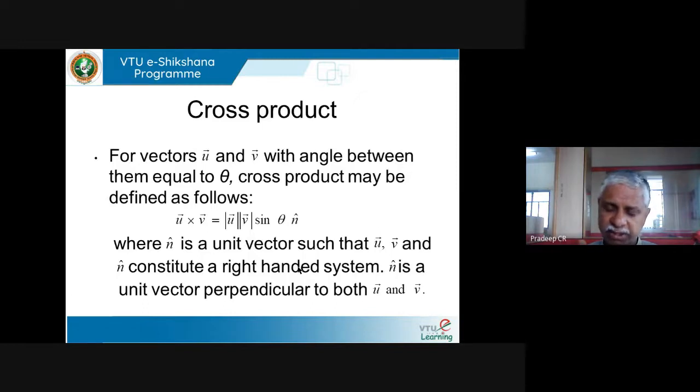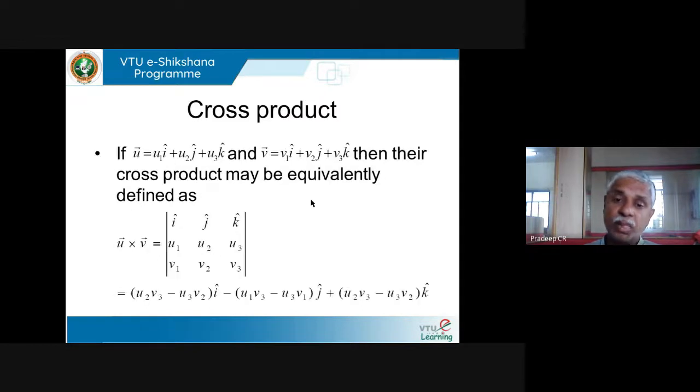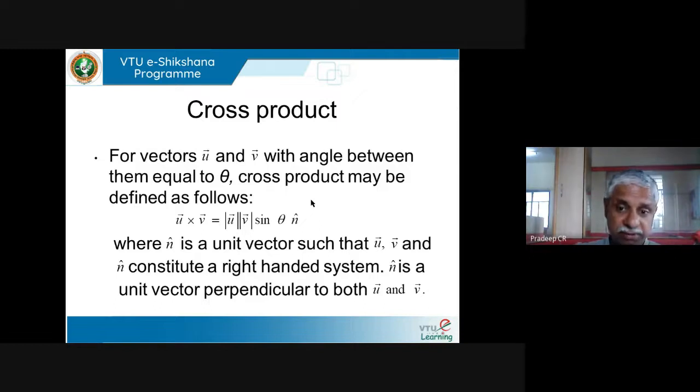You have three vectors perpendicular to each other, i, j, and k, in this direction. So i, j, k form a right-handed system. That's an example of a right-handed system. So here u, v, and n hat must form a right-handed system, meaning n hat is a unit vector perpendicular to both u and v. Of course, there are two perpendicular vectors, but I want it to be a right-handed system. So then that determines which of the two is u cross v. Equivalently, I mean, this is a conceptual definition. We will use it, of course, sometimes when we need it.